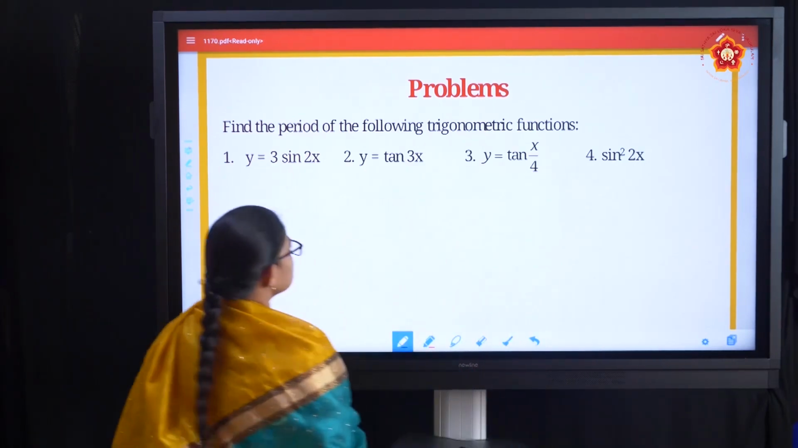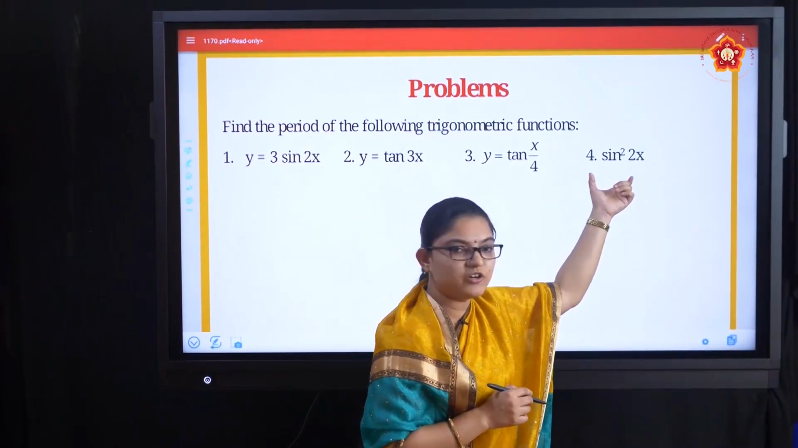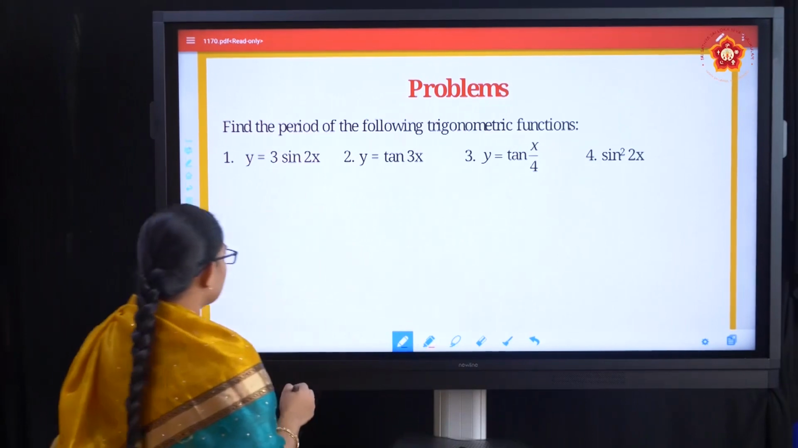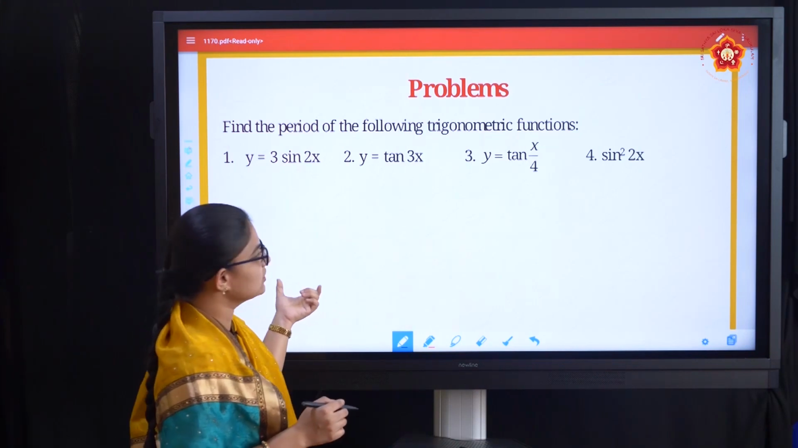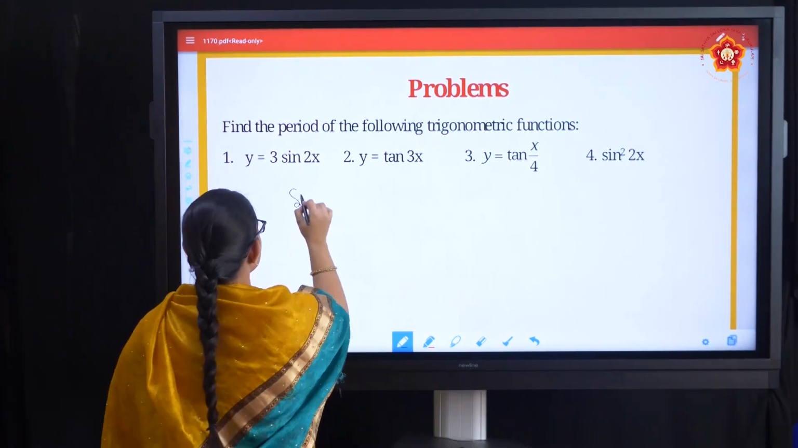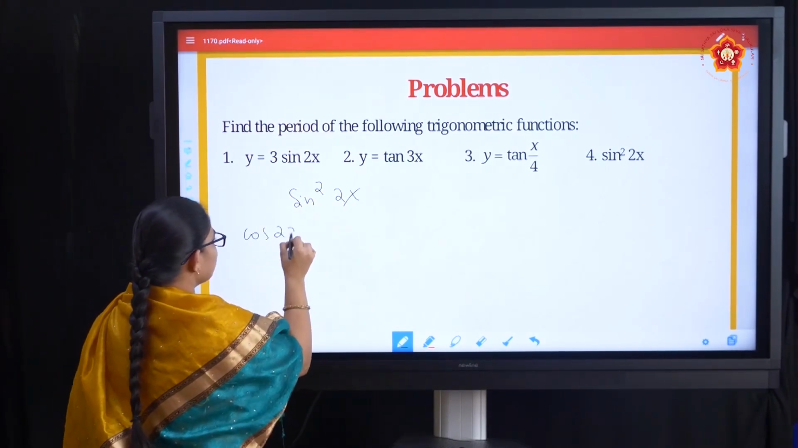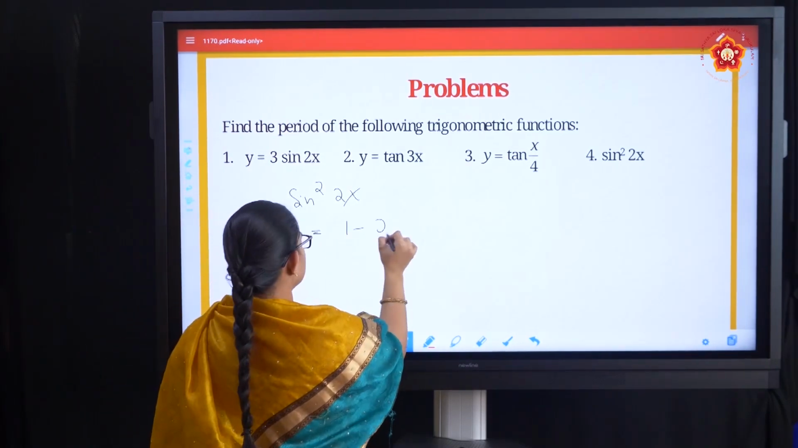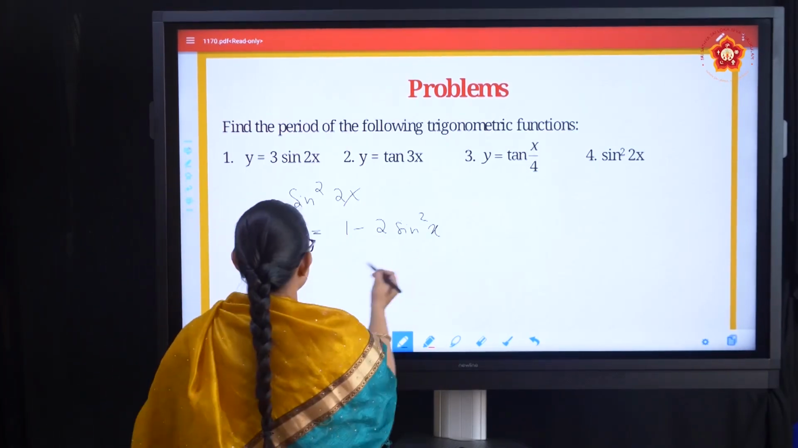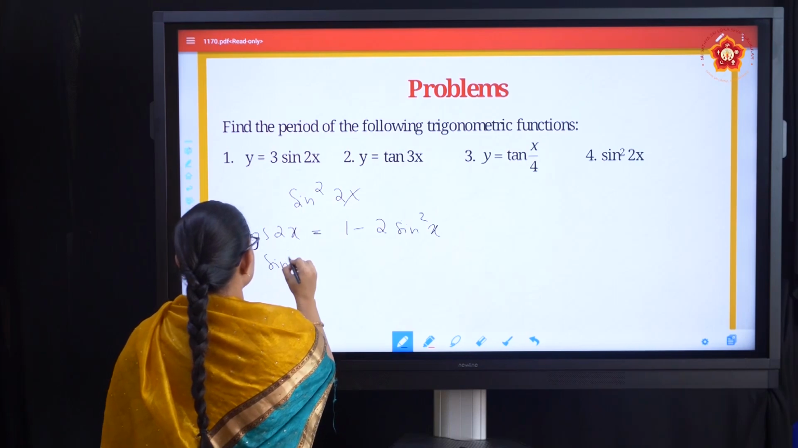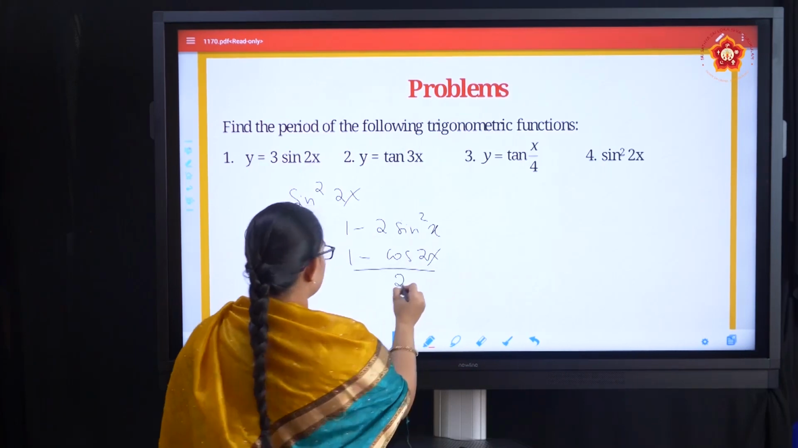Next we have sin square 2x. We cannot take the period of sin 2x here, it's a different function, sin square 2x. So we have to bring it in terms of cos 2x or tan 2x or sin 2x, that is in the form of that. So we have the cos 2x formula, that is 1 minus 2 sin square x is equal to cos 2x. So what is sin square x? So sin square x is nothing but (1 minus cos 2x) divided by 2.